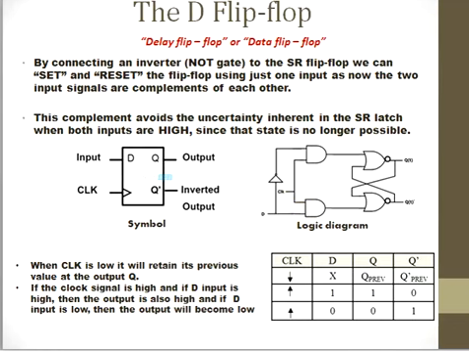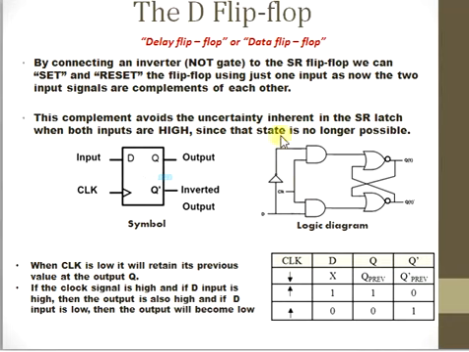It is one of the important clocked flip-flops, as it ensures that both inputs are never equal to 1. Here is the symbol of the D flip-flop, and as you see, it has two inputs. One is the clock input and the other is the data input, and there are two outputs. One is the normal output Q, and the other is the inverse of that. You can also see the logic diagram here.